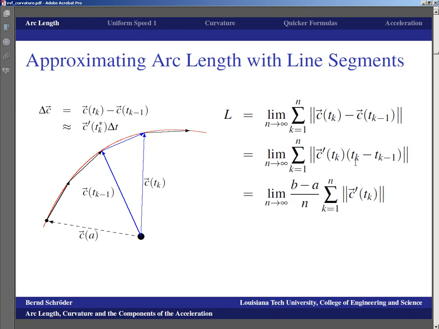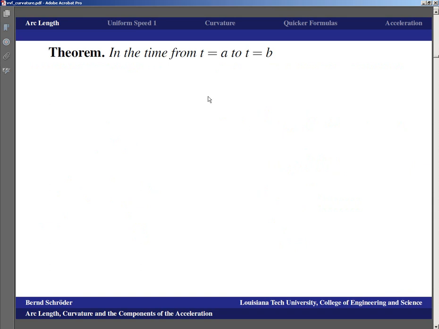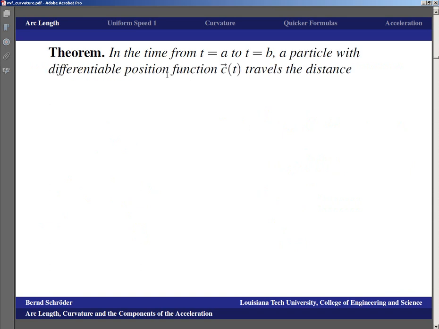And that's, of course, nothing but a Riemann sum, right? That is just the limit as n goes to infinity of (b minus a) over n, if I use an equidistant partition here, times the sum from k equals 1 to n of the norm of c prime of t_k. And that limit, if the function norm of c prime is integrable, is just the integral from a to b of the norm of c prime of t dt. And so as a theorem, in the time from t equals a to t equals b, a particle with differentiable position function c of t travels the distance L equals the integral from a to b of the norm of c prime of t dt.